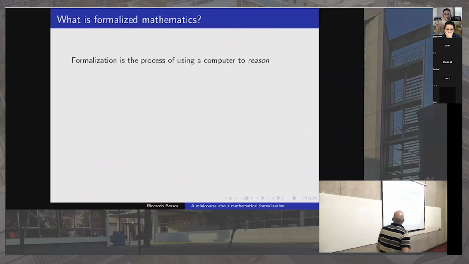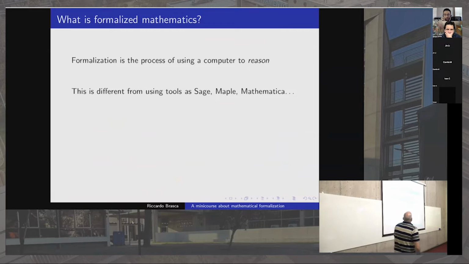So formalization is the process of using a computer to reason. Using a computer to do mathematics is something that is not new at all. For example, you may already have used some tool like Sage or Maple or Mathematica, or MATLAB or stuff like that. So you can use a computer to do big calculations or big simulations and stuff like that.